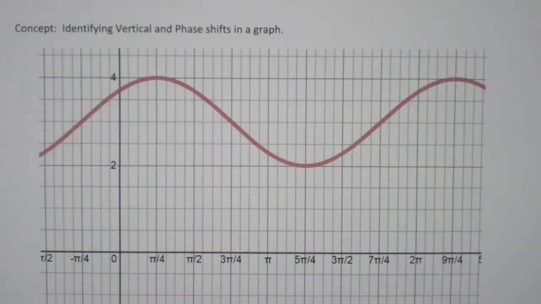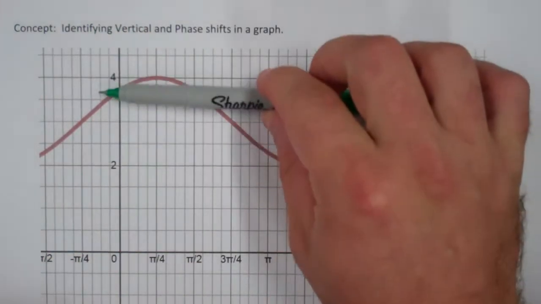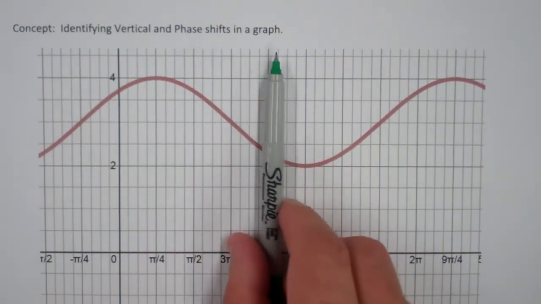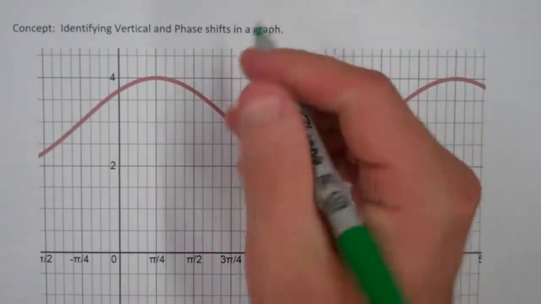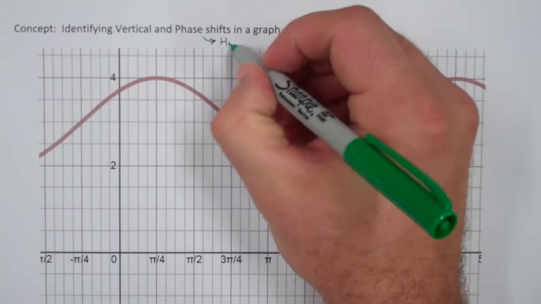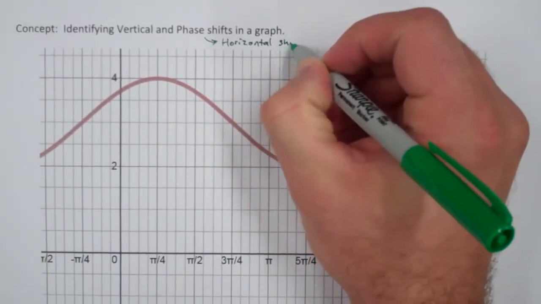In this concept video, we're going to be discussing vertical and phase shifts in a graph. Vertical shifts are simply shifts of the graph up or down, and phase shifts are horizontal shifts, left or right. We use the word phase shift with sine and cosine curves, but in other graphs you might just see this as a horizontal shift.